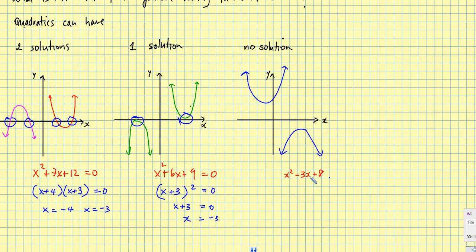And then I have a situation such as this, where I've got x squared minus 3x plus 8. Well, if I want to use the quadratic formula on this, I will say a equals 1, b equals -3, and c equals 8. And I can say -3 plus or minus the square root of -3 squared minus 4 times 1 times 8, all divided by 2 times 1.